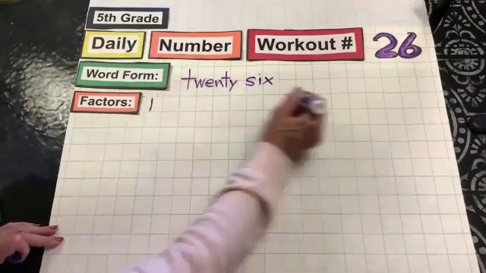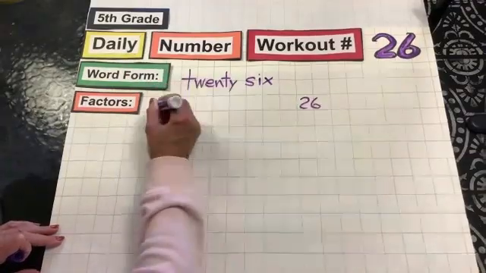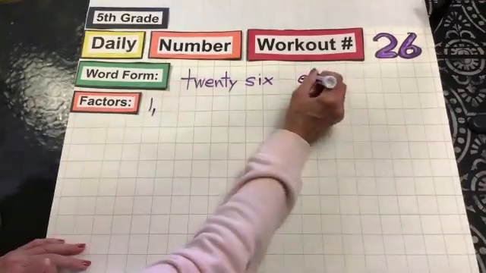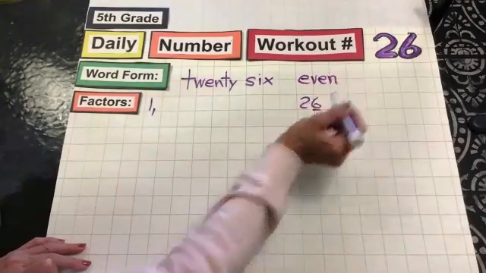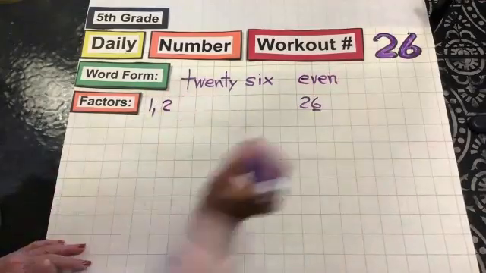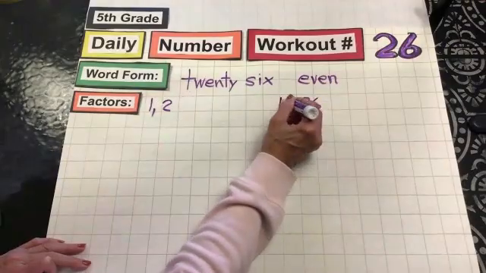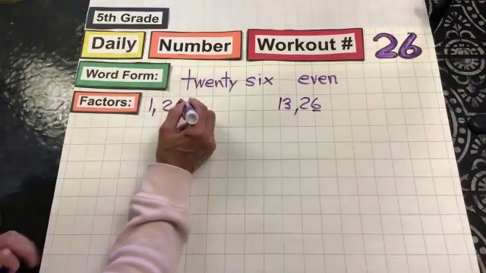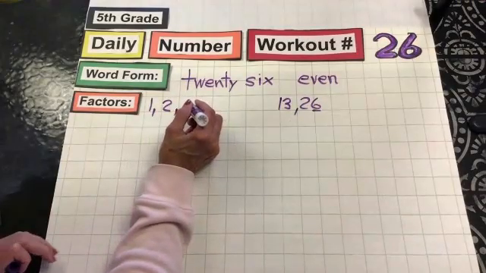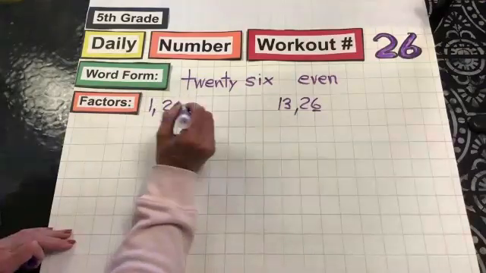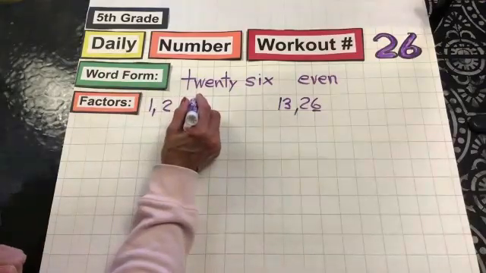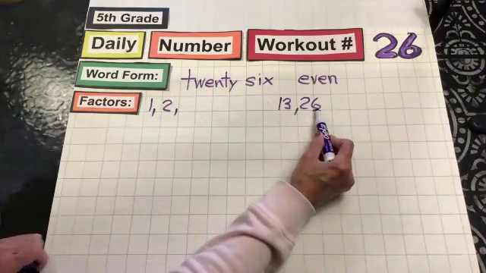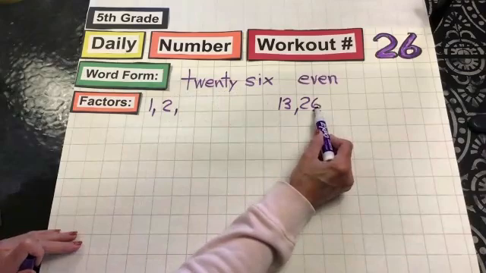All right, let's go for factors. So we'll start with 1 times 26. Because it ends with a 6, it is even, and 2 goes into all even numbers. 2 goes into 26. It takes 2 13s to make 26. Then we go to 3. 3 goes into 24, and the next number would be 27, so 3 doesn't go in. 4 goes into 24, and then 28, so 4 doesn't. 5 doesn't go in because it doesn't end with a 0 or a 5.